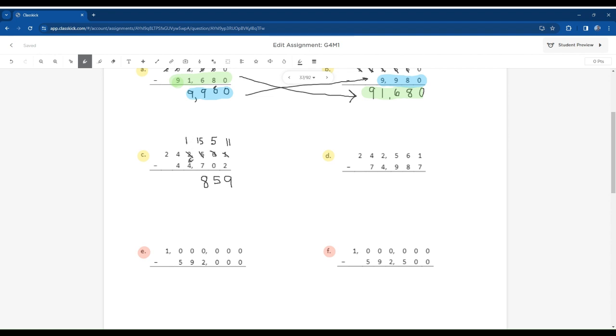In my thousands place, 1 minus 4, I'll need to regroup in order to be able to do. So I'll take from the 10,000s. So I'm going to regroup 4 10,000s for 3 10,000s and 10 more thousands plus the 1 that I already have. 11 minus 4 is 7.